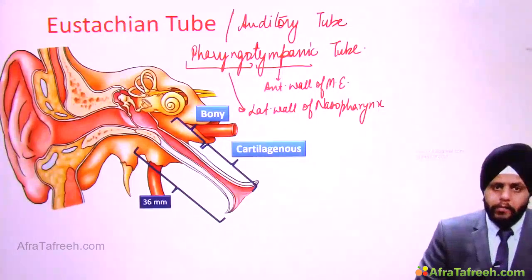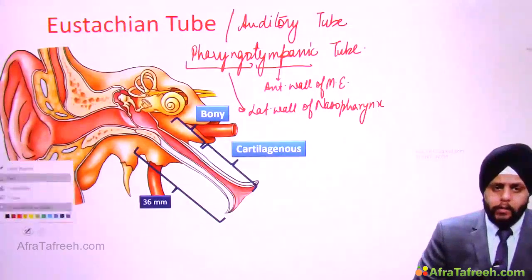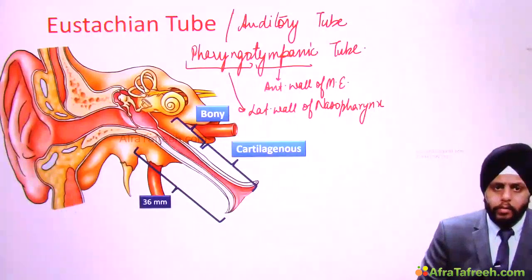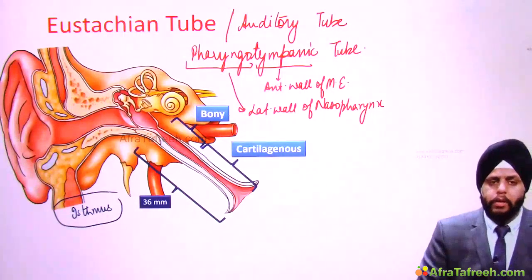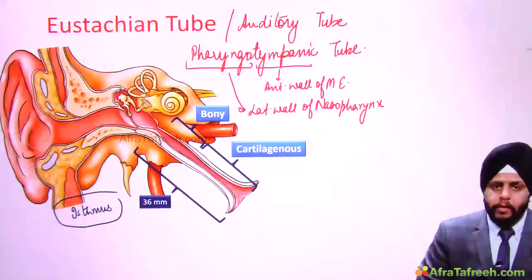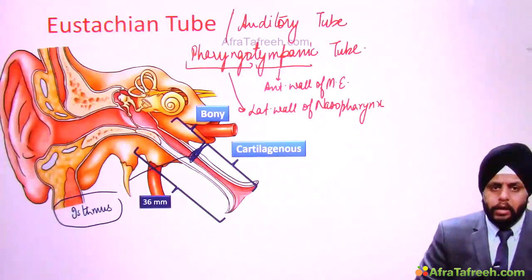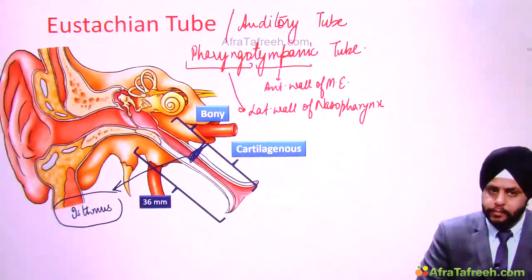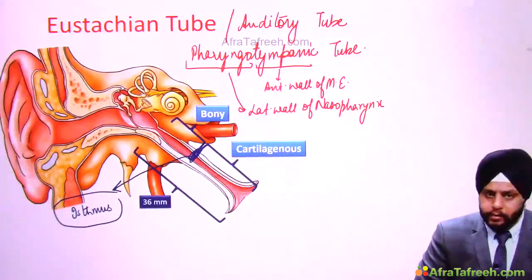Now, the narrowest part of the Eustachian tube is known as isthmus. Where is this isthmus? Remember, in the EAC also, the narrowest part was known as isthmus. Here also it is known as isthmus. Now, this isthmus is at bony cartilaginous junction. Okay, it is at bony cartilaginous junction.